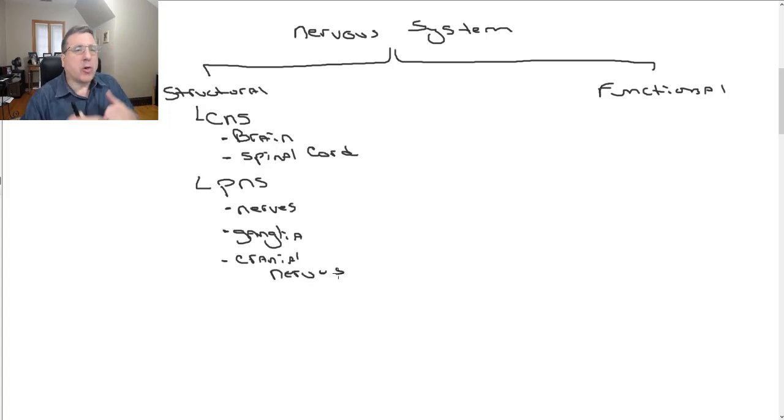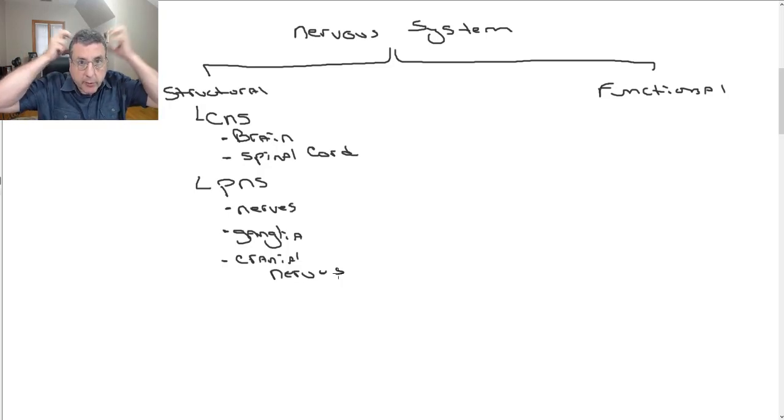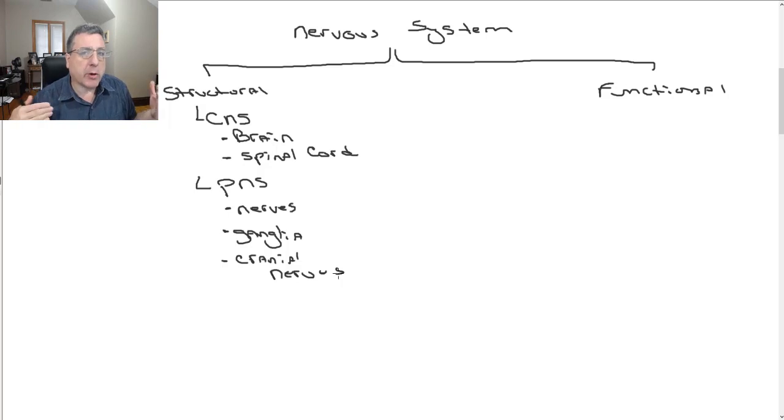Cranial nerves are nerves that come off of the brain. They directly come off of this big old structure up here, and then they come out and innervate whatever they're going to. So that's going to be called cranial nerves. Then we have the nerves and ganglia, which are part of the PNS, peripheral nervous system. Brain and spinal cord are part of your central nervous system.